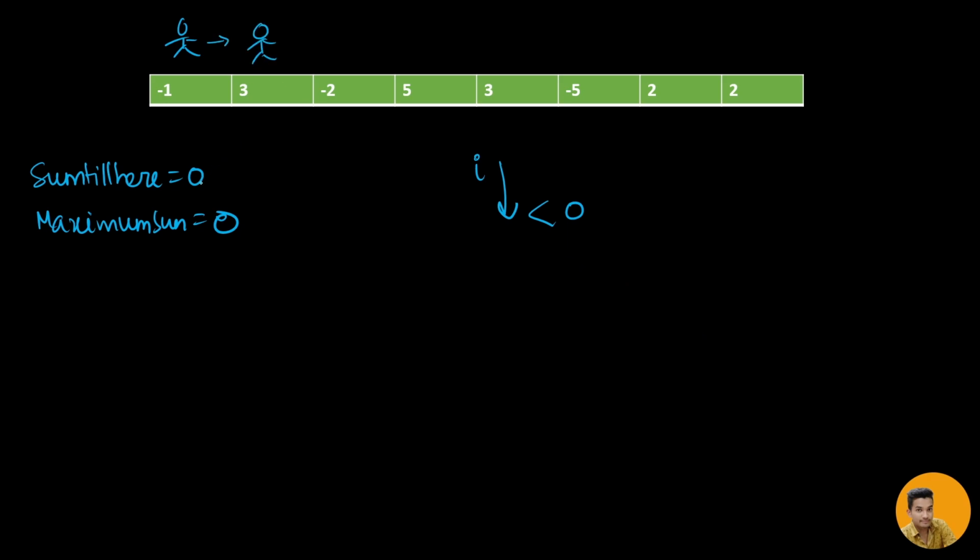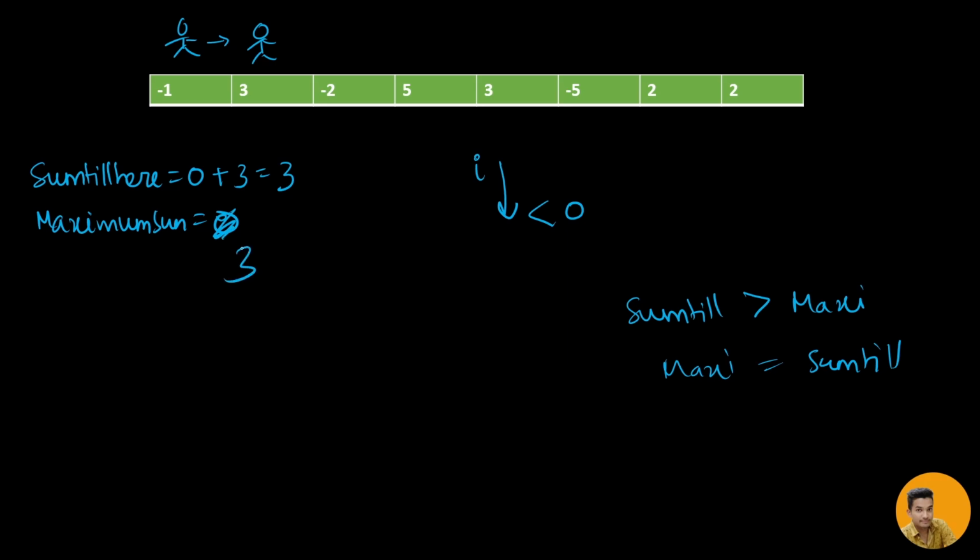We found sum till here as, and now we will sum till here, we will add this, so this becomes 3 and we can clearly see sum till here is greater than maximum sum. So our maximum sum will become sum till here. So this will become our 3. This will become maximum sum will become 3. Now sum till here, as a warrior, will move forward and it found minus 2. This becomes 1 and maximum sum is greater than sum till here. We are not gonna touch the maximum sum.